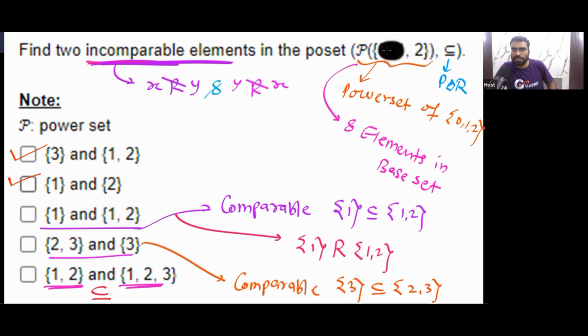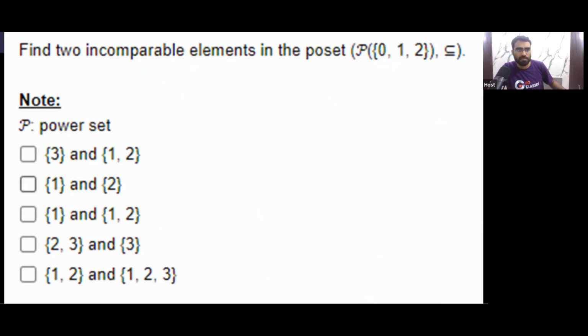Actually, the base set is {1, 2, 3}. For this question, the base set was written incorrectly by mistake. It is {1, 2, 3}. There is a mistake here. This is not a tricky question. This is just a mistake.